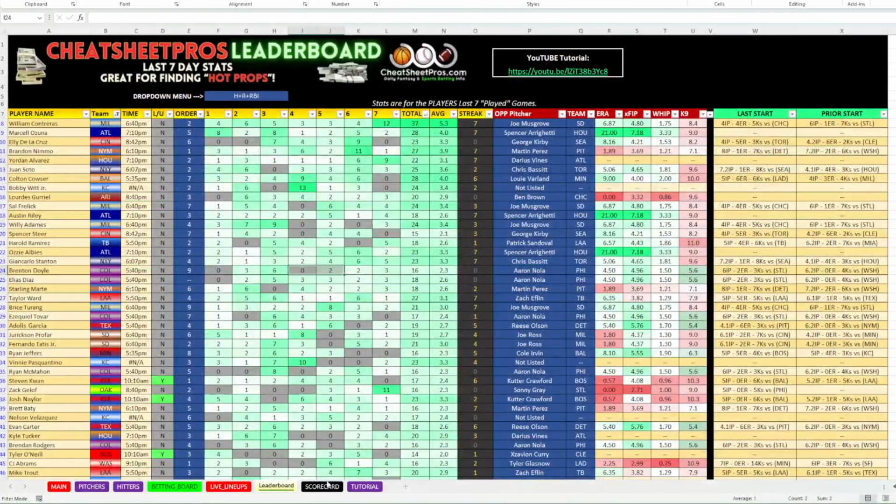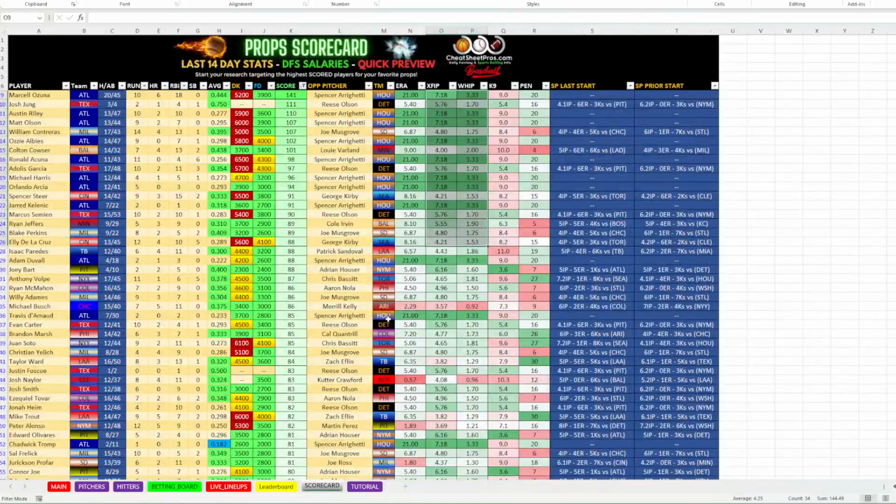And then we have our leaderboard tab, which is the same as last year. And I added a scorecard tab for props. So basically you can sort this by score, high to low, and it's going to take the player's last 14-day counting stats. I also have a little weight in here on the opponent pitcher's xFIP and WHIP. It's going to give you a score, so you can look at these guys over 80, 85. These are the guys you want to dig into and look at their individual player props, or that's typically what I do.